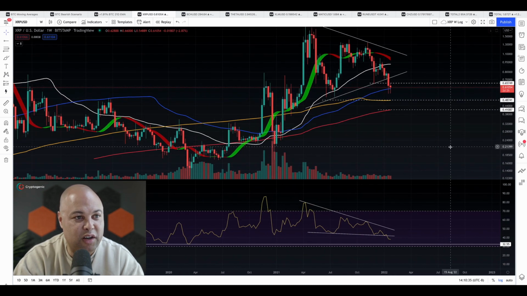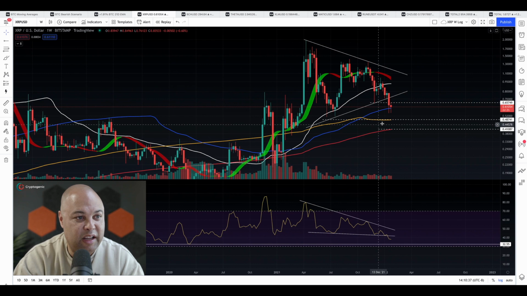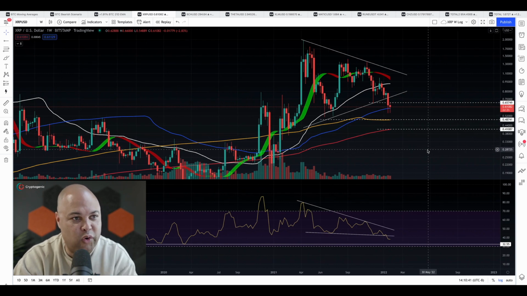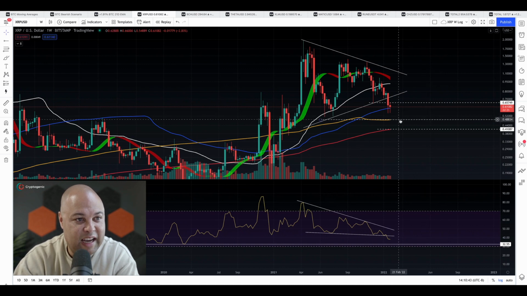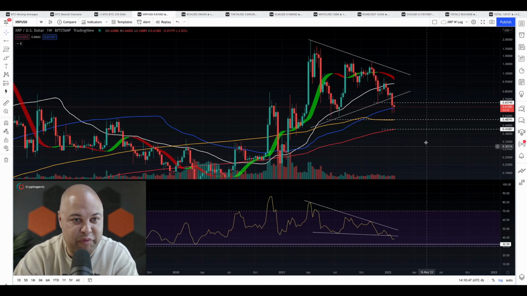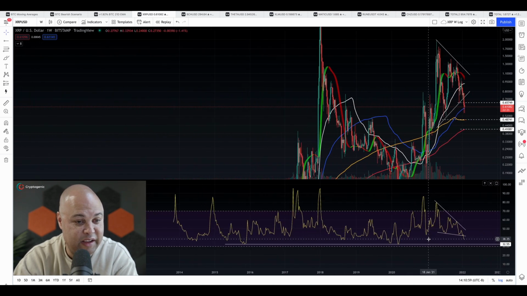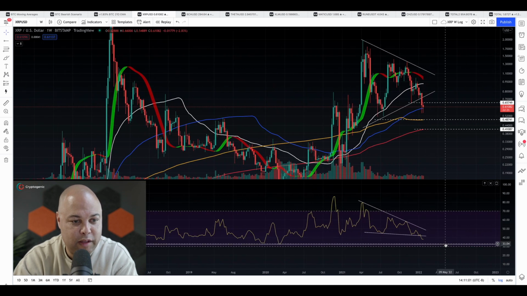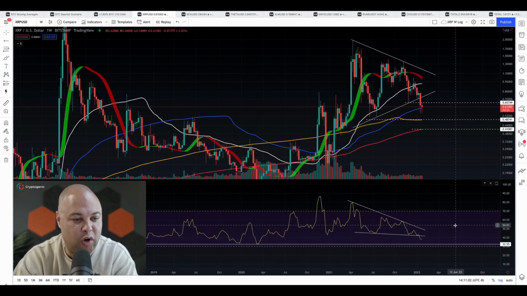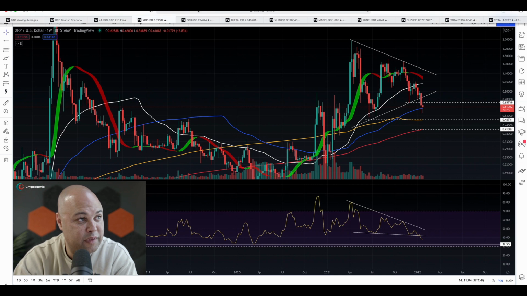Reviewing the XRP chart again, I'm still seeing the 200-week and the 300-week EMA down at 48 and 41 cents, respectively. I think the 200-week will hold, but we shall see. I think if we come down to test the 200-week, the RSI will also come back and test the bottom of this line, and this is the historic low in the RSI for XRP of all time.